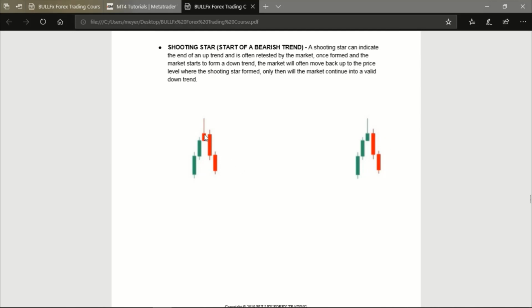So when it says that the market will come back up to retest the level of the shooting star, this means that if these two candlesticks represent the market moving upwards, and we have this candlestick with a long wick at the top, and then the market starts moving downwards, the market will often move back up to this level over here, and then the market would drop downwards. And once the market drops downwards from there, that would then confirm to us that the trend is indeed bearish. The same with the variation over here.